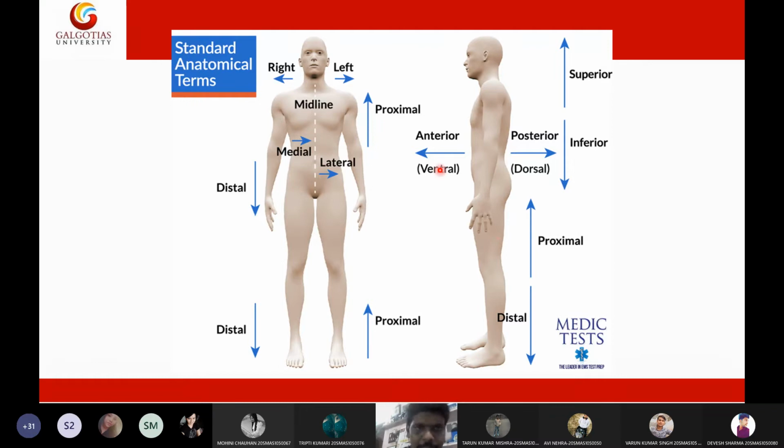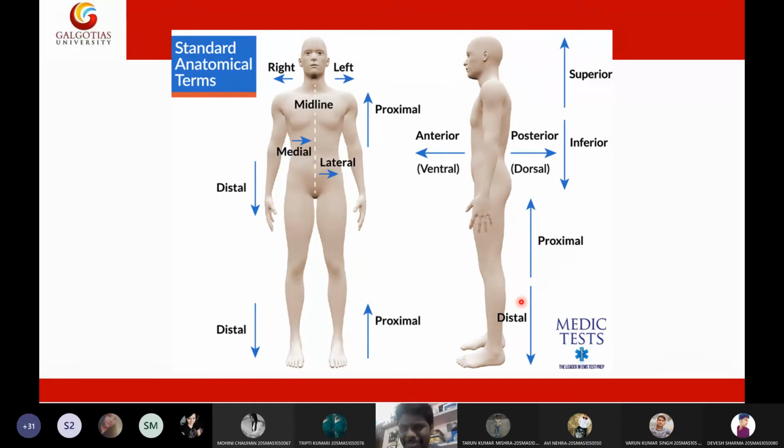Then we have the medial. If we take a midline, whatever organs are going towards the midline are called medial, and whatever organs are going away from the midline are called lateral. Towards the midline is medial, away from the midline is lateral. These are the terms. Okay, so anterior, posterior, superior, inferior, cranial, caudal, proximal, distal. That's it. These are the terms.